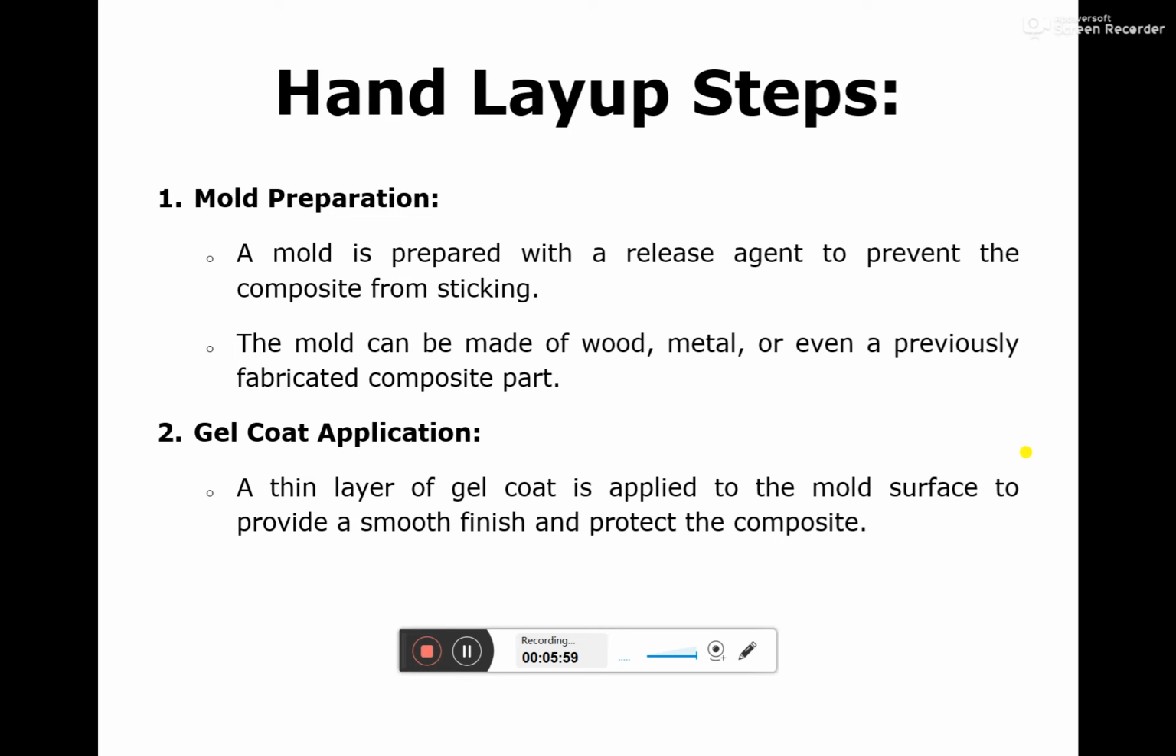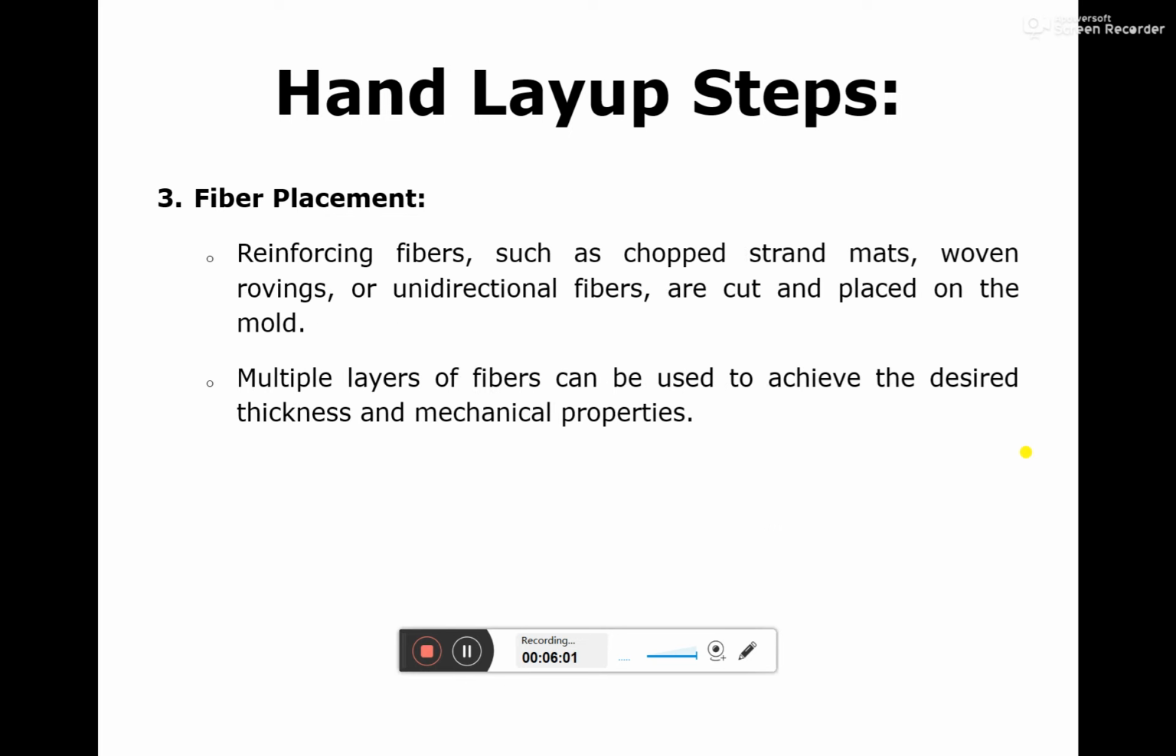The next step is the fiber placement. Once you have prepared the open mold, applied some releasing agent, and after that applied some coatings to give a good surface finish, we'll place the fibers. We'll place different types of fiber. We can use different synthetic fibers, or we can use natural fibers.